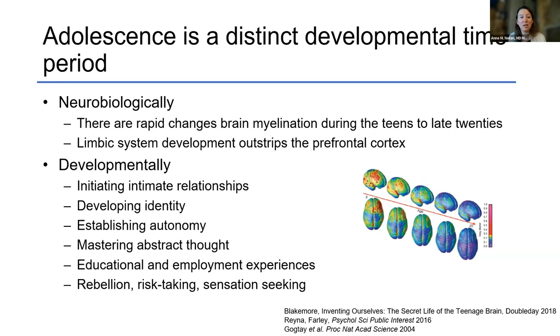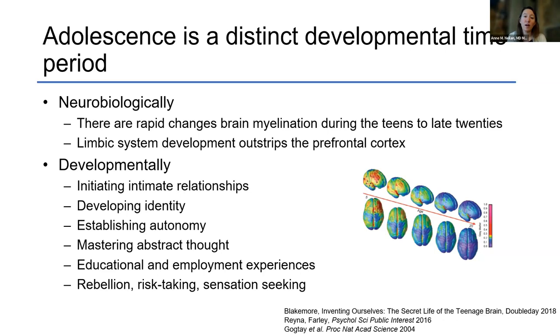And developmentally, this time is marked by initiating intimate relationships, developing one's own identity, establishing autonomy from parents, mastering abstract thought, having new educational and employment experiences. And in this period, rebellion, risk-taking, sensation-seeking, these are all normative behaviors. It's what we would expect. And so on the backdrop of this developmental period, it's quite challenging for adolescents to experience any chronic illness, let alone one that's compounded by the stigma associated with HIV still in most settings.